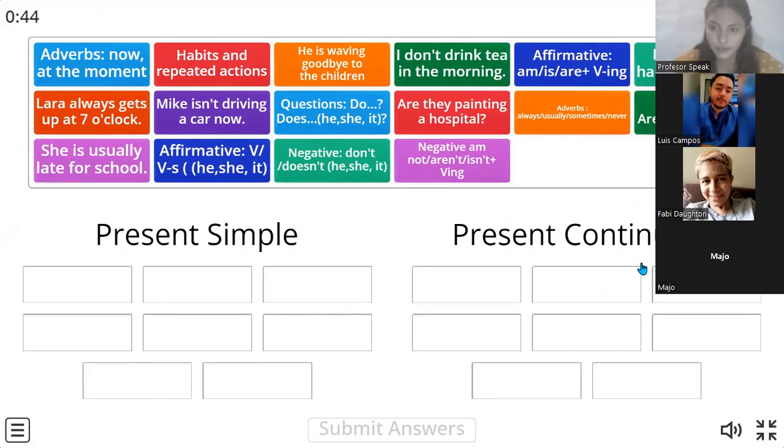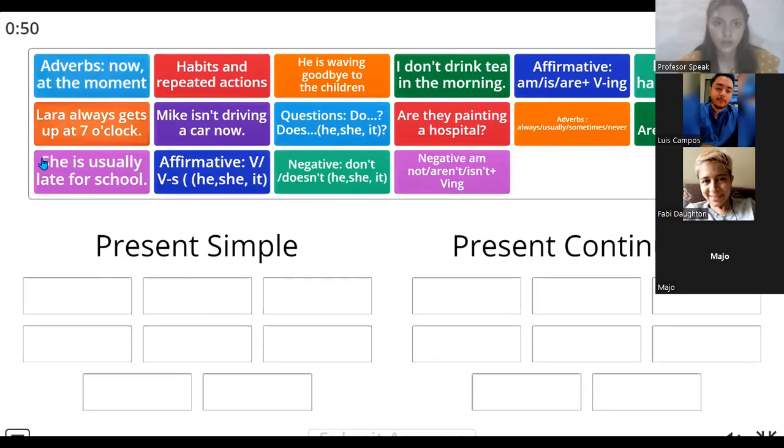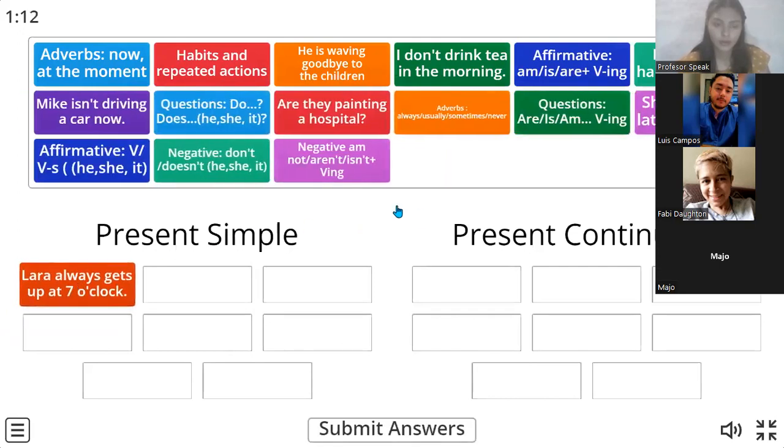So let me see, Luis. Yes. Start with this one. Is it for present or continuous? Okay, so one for present simple. It says: Laura always gets up at 7 o'clock. Okay. Fabi, next one.